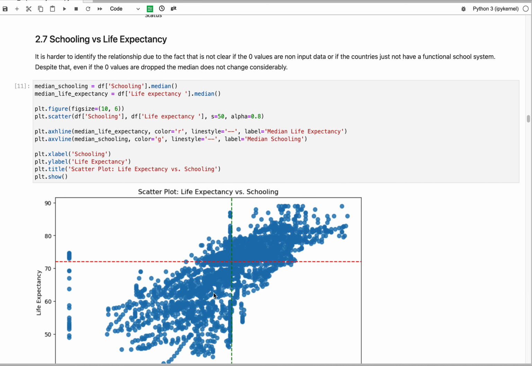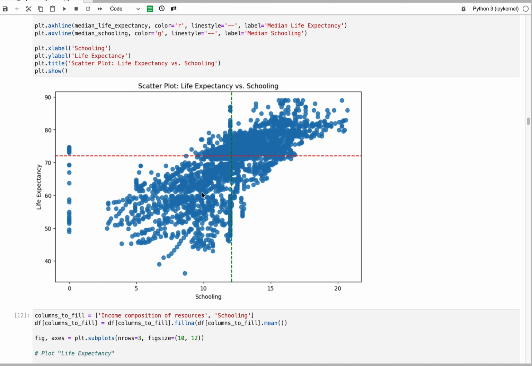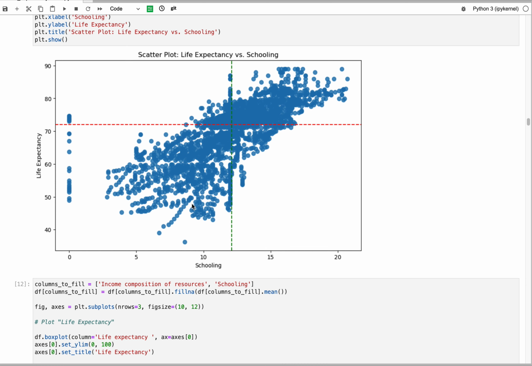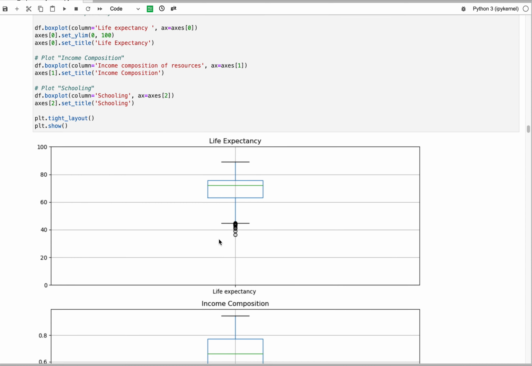Schooling versus life expectancy. Here you can see that they have some distribution, but the data is very spread out, so that shows that they have a correlation, but it's not that strong as life expectancy versus income composition of resources, or even schooling and life expectancy.